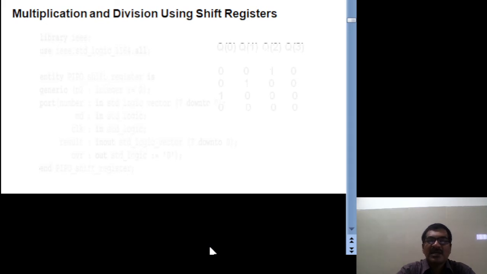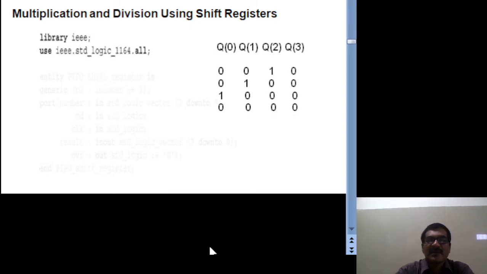Now for the multiplication, here I am going to present one VHDL program. As you know already, while writing the program, first of all you need to open the IEEE library: library IEEE. Then use IEEE.std_logic_1164.all, that is the package. That also you have to open from the library IEEE.